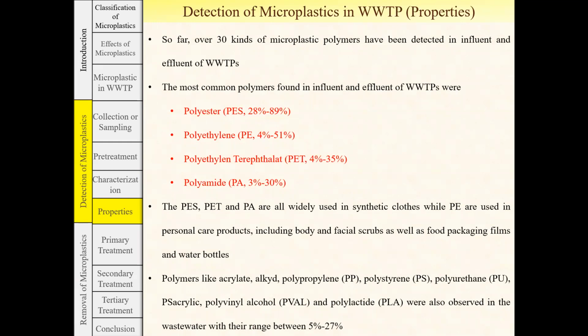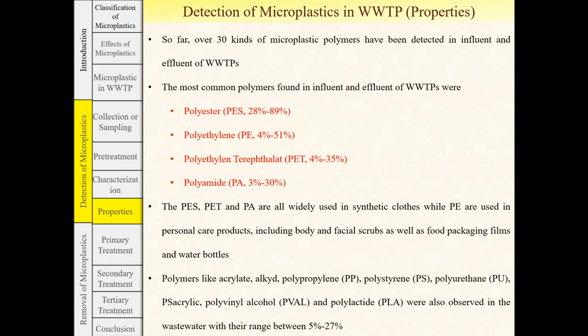Okay. Among them, polyester, polyethylene terephthalate, and polyamide, those three polymers we can basically find. It is used in synthetic clothes fiber. Okay, for making of synthetic clothes. And the last one, that is polyethylene. Polyethylene is mainly found in different beauty products, different food packaging, different drinking water bottles.